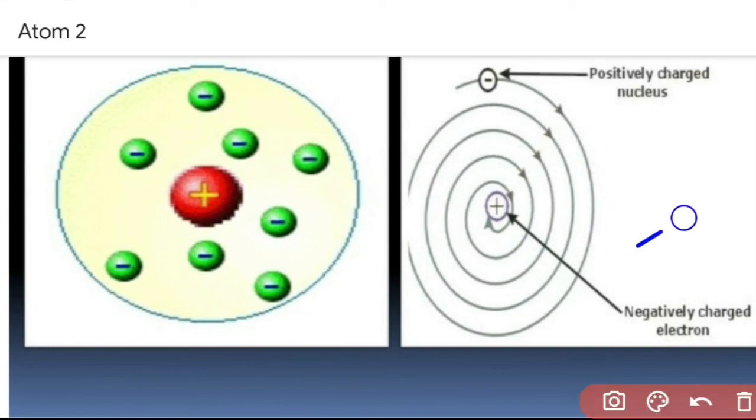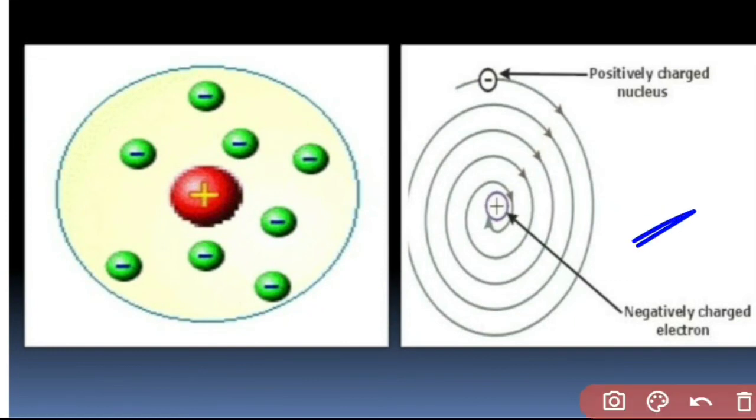This diagram shows the idea which we said: the revolving electron continuously losing its energy will finally collapse into the positively charged nucleus. So that is the main drawback. That means Rutherford couldn't account for the stability of the atom.